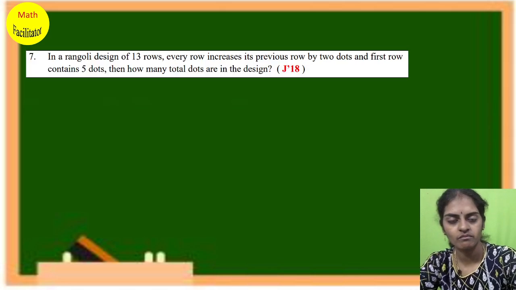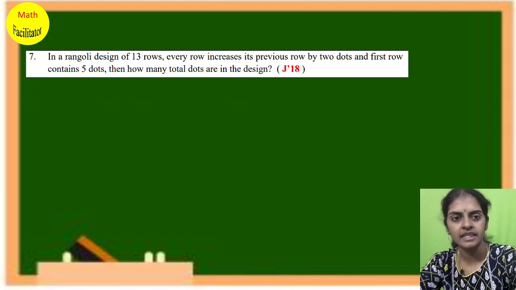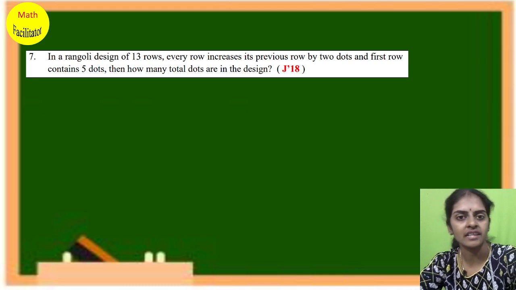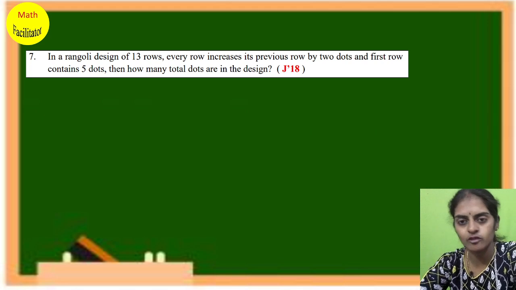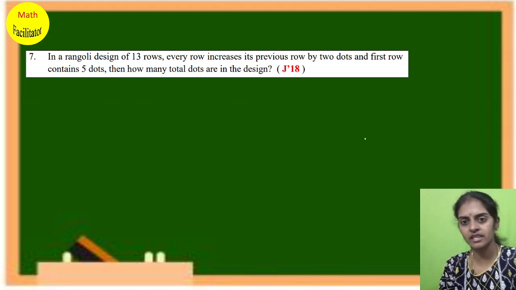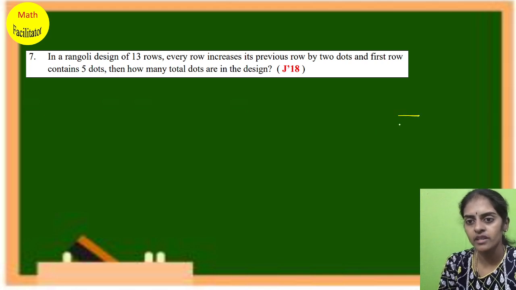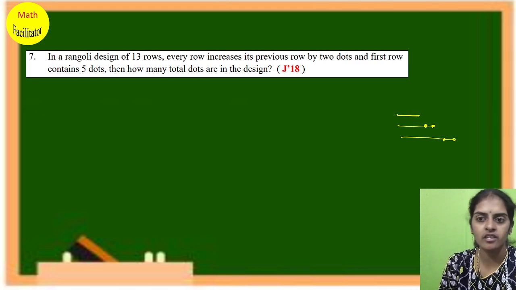Clear? Next question. In a Rangoli design of 13 rows, every row increases from its previous row by 2 dots, and the first row contains 5 dots. So in the design, in every row, 2 dots are extra, like this. And in the first row, how many dots are there? 5 dots are there.